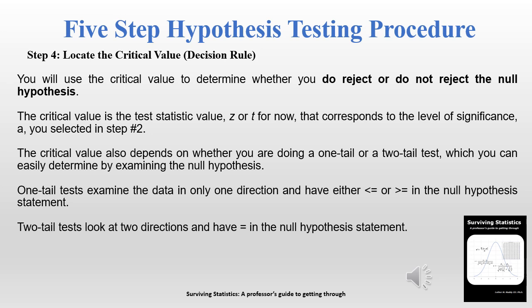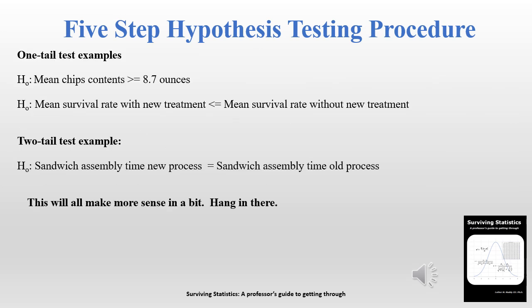A one-tail test has only one mathematical direction. For instance, less than or equal to, or greater than or equal to, will be a one-tail test. A two-tail test is when you'll look in both directions, and that will have equals in the null hypothesis statement. So here are some examples of null hypotheses to help us determine whether they're one-tail or two-tail tests.